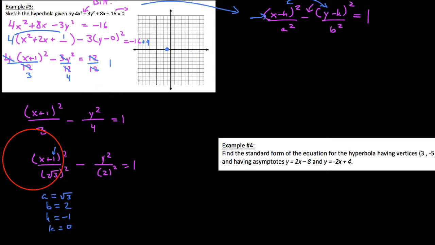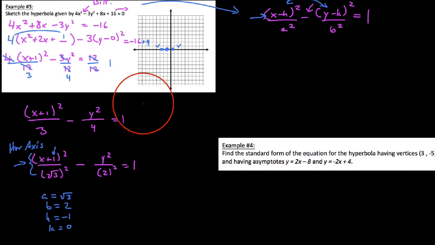I'm also going to comment that because of our x term coming first here, we have a horizontal transverse axis. So I'm going to go left and right from this, the square root of 3 in distance. And what I know about the square root of 3 is it's a little bit smaller than 2, a little bit bigger than 1. So I'm going to go almost 2 to the left and right here, and that's going to get us to a couple of vertices.